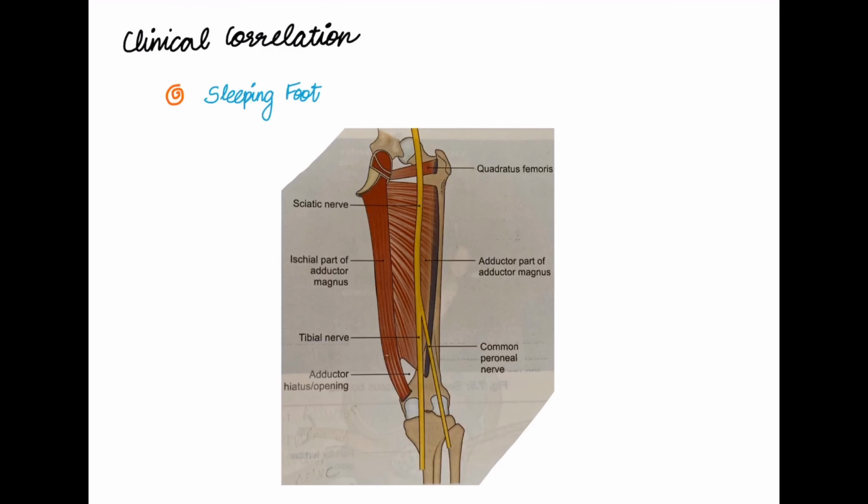So we have the clinical correlation now, that is the first one is sleeping foot. So apparently in this diagram it is very clear. The sciatic nerve runs over the quadratus femoris and the adductor magnus, but there is a part here that the sciatic nerve lies directly over the femur. So in this region, if in some position we compress the sciatic nerve over this place, then there is a paralysis. However, the sensations come back when the foot is hit on the ground a few times. So there is basically some numbness, but we get it back. So this is called a sleeping foot.